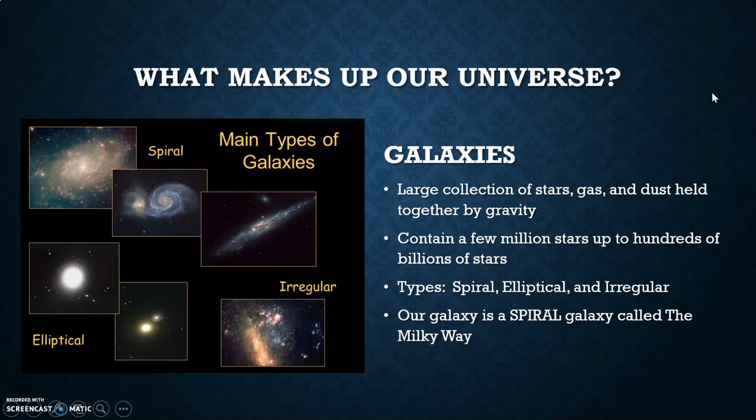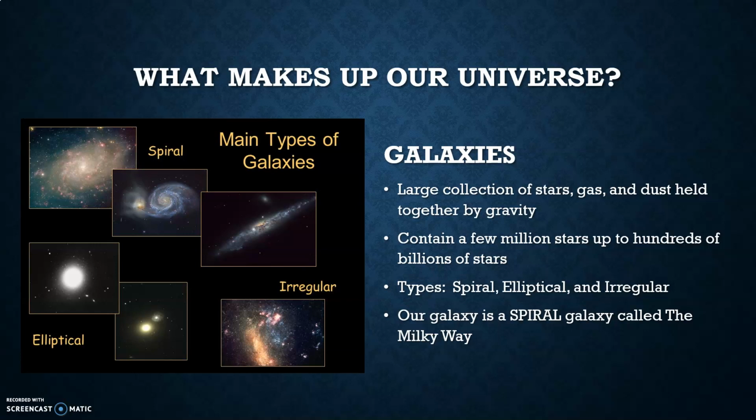So what makes up our universe? Well, galaxies make up our universe. And galaxies by definition are large collections of stars, gas, and dust, and they're held together by gravity. They all contain multiple million stars, and some even contain hundreds of billions of stars. So clearly galaxies are very different in size. Some are small, some are large.